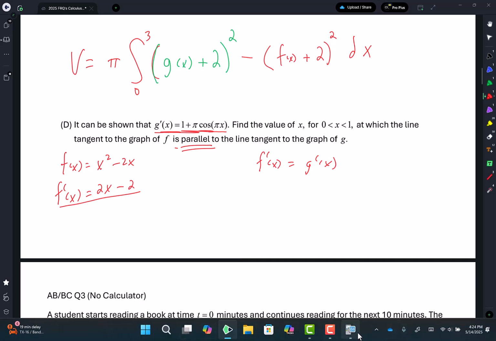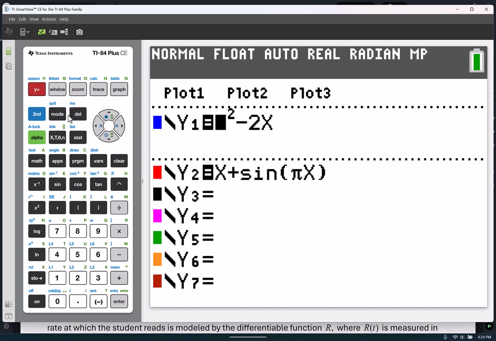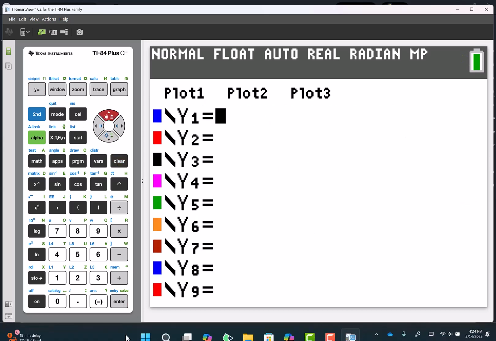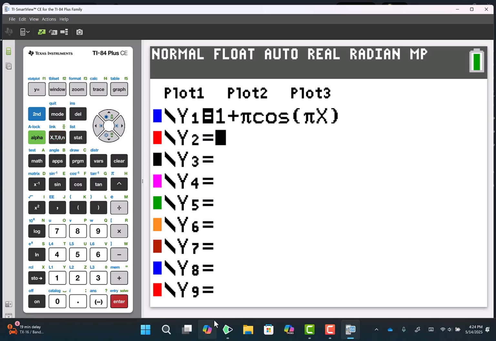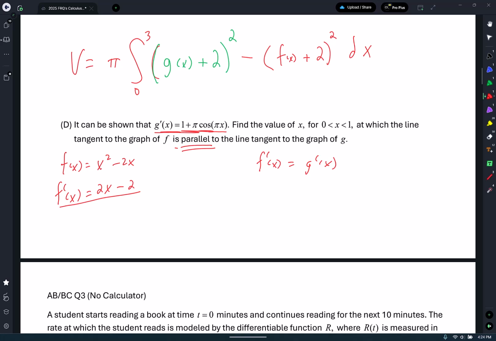So I'm going to go ahead and click on y equals. And let me see. Clear. Oh, well, yeah, I don't need them anymore. What was g prime? 1 plus pi cosine of pi x. Okay, there it is. There's g prime. And then on y2, I'm going to type in f prime.